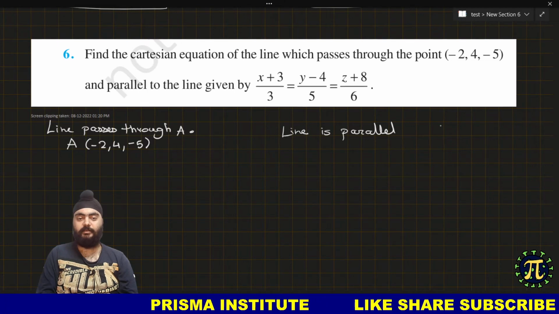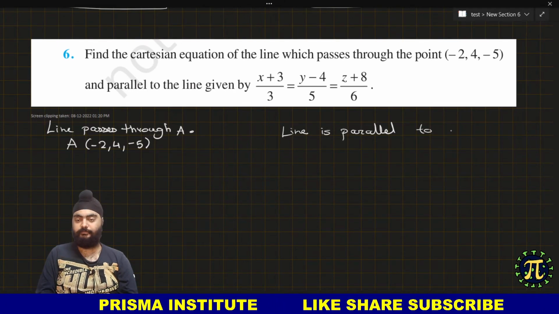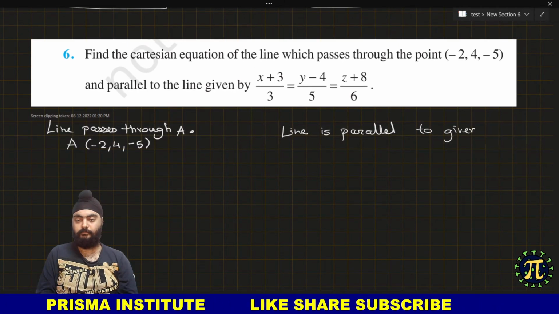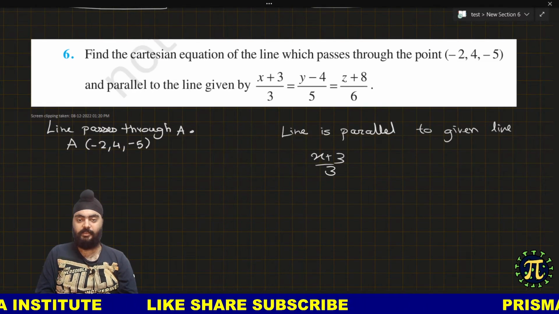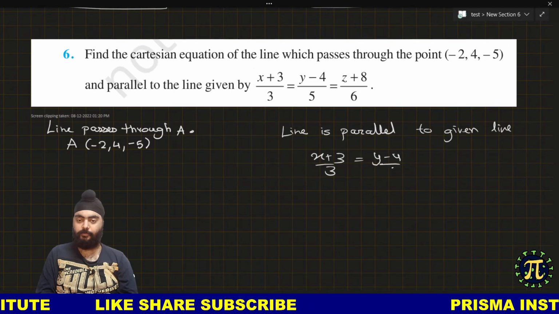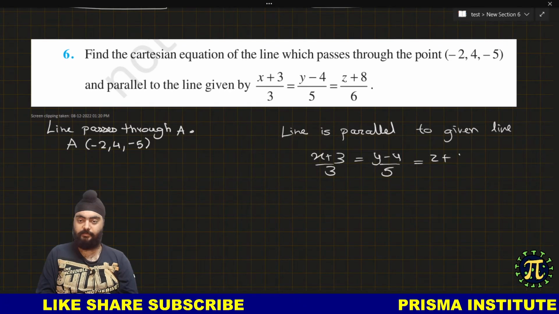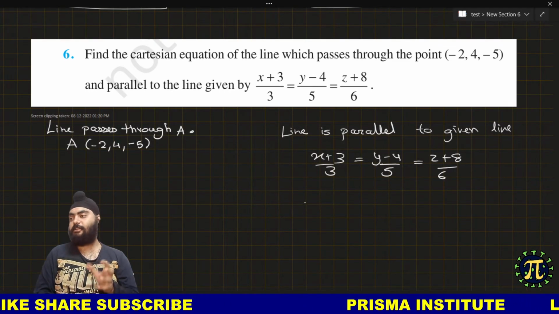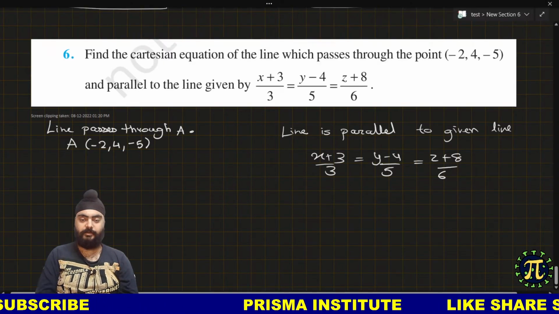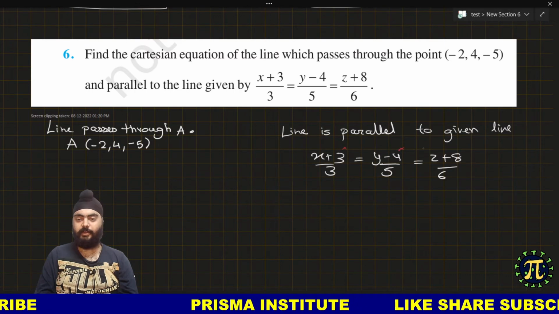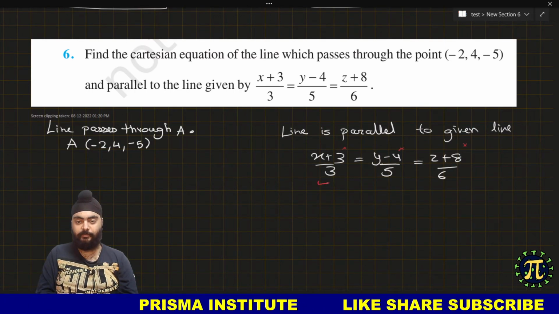The line is parallel to the given line, (x + 3)/3 = (y − 4)/5 = (z + 8)/6. So which of these numbers are important? The numbers in the numerator are not that important, because I don't require this point, but these are very, very important.